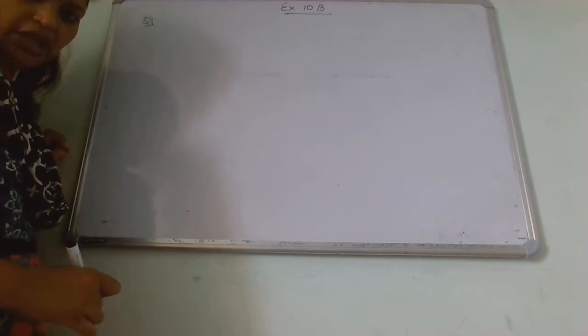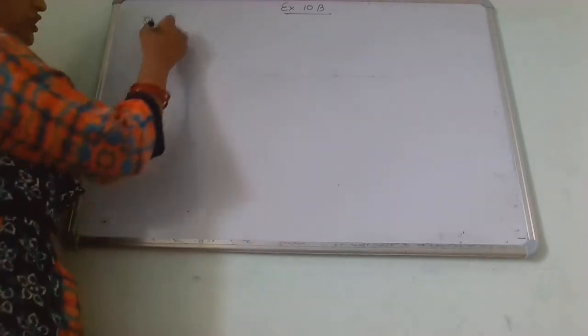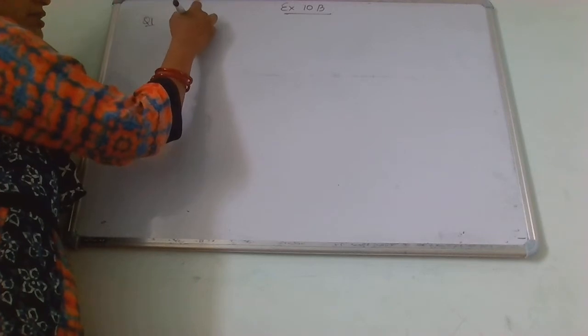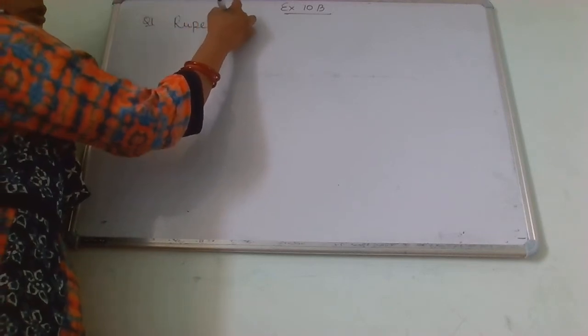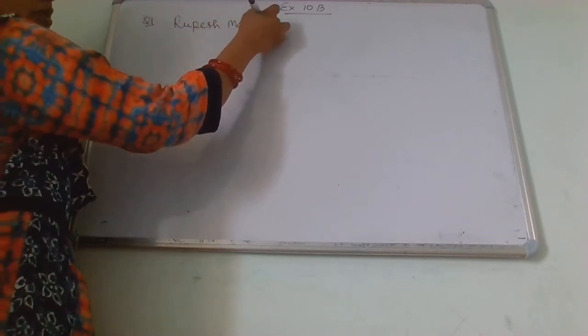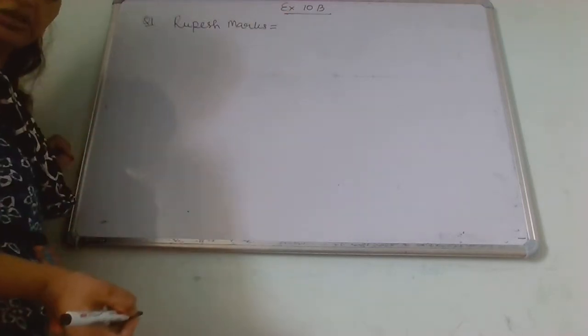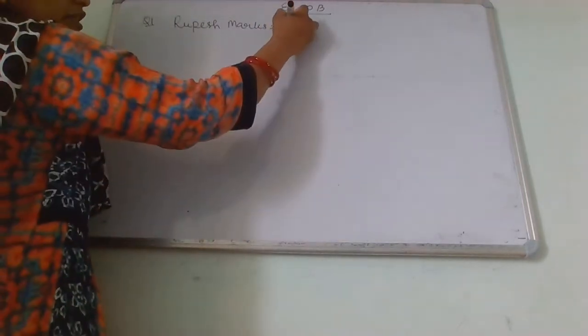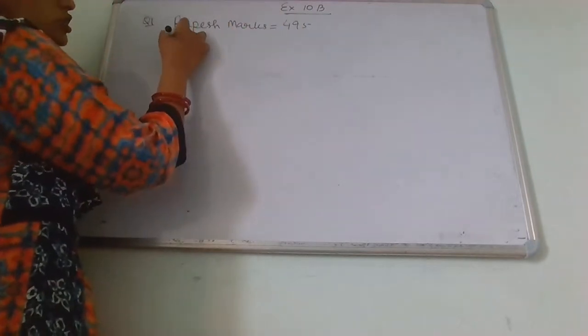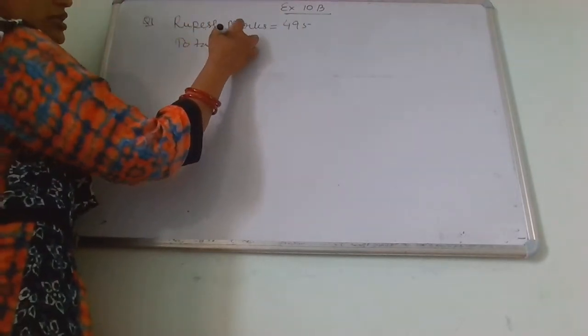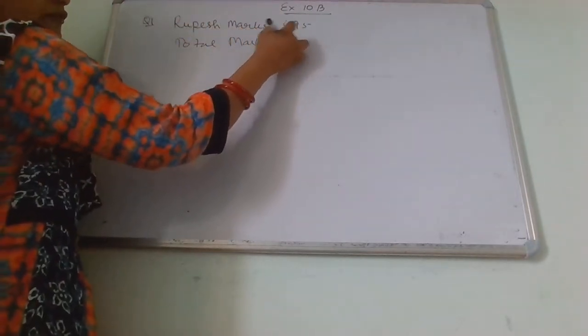Exercise 10b question number 1 is: Rupesh secures 495 marks out of 750 in his annual examination. Find the percentage of marks obtained by him. So what we have to do? First of all, we write Rupesh's marks. We will write whatever is mentioned in the question. So it is 495. And what is total marks? So total marks is equal to 750.